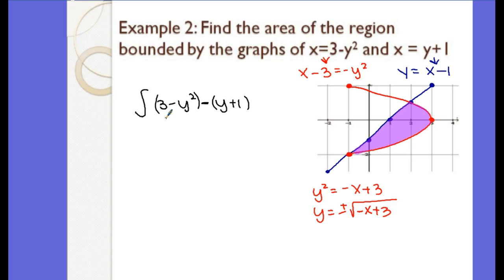Now, our bounds are usually x to x. It's going to be y to y. So they meet at y equals -2, and then they meet again at y equals 1. So your bounds would be -2 to 1, and we are integrating with respect to y, so the end would be dy.